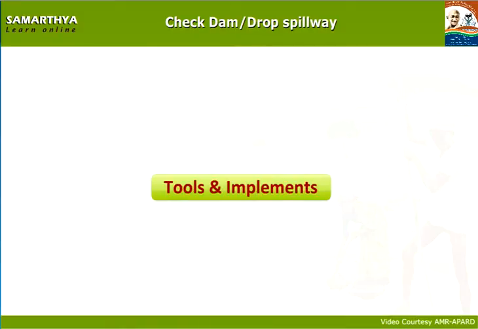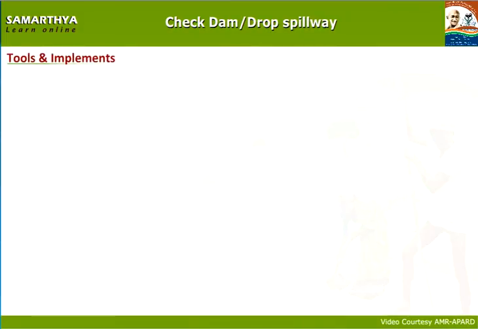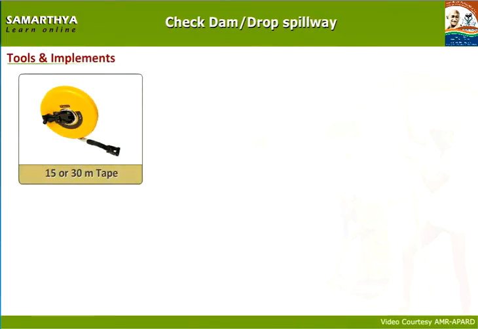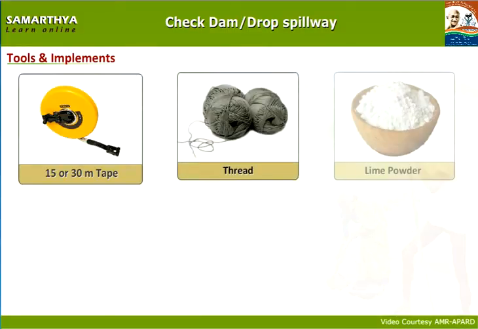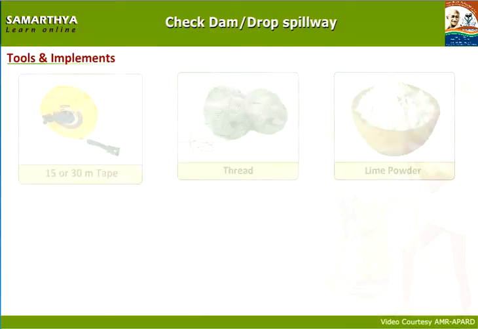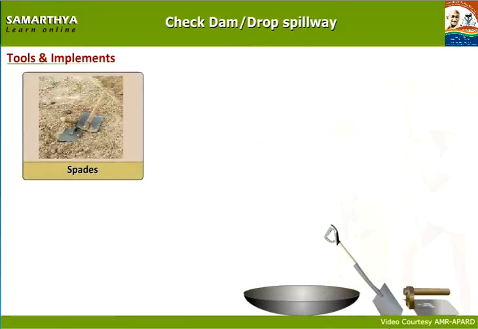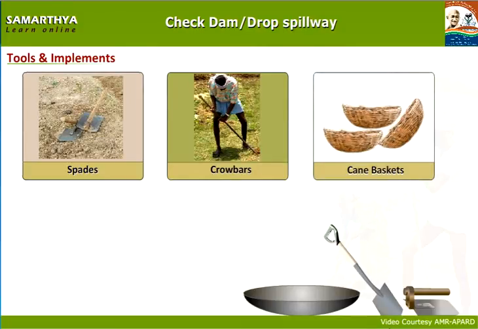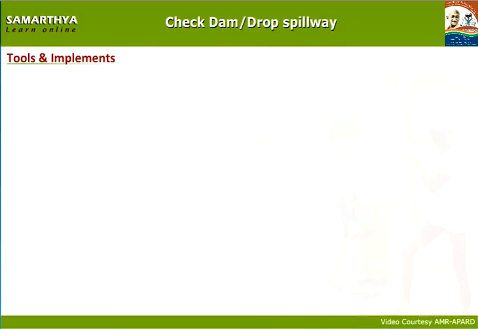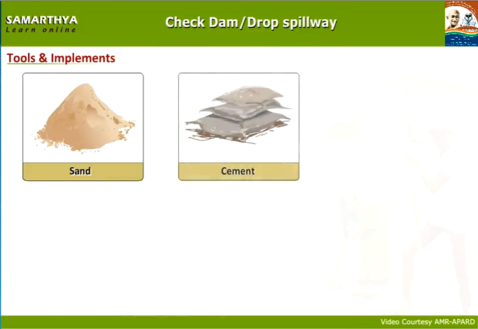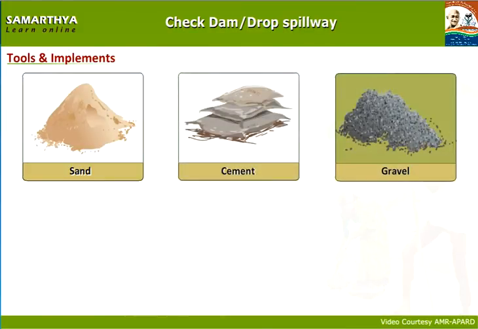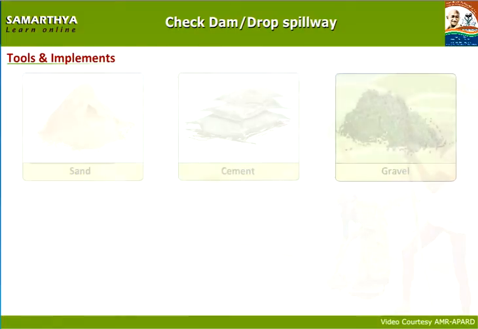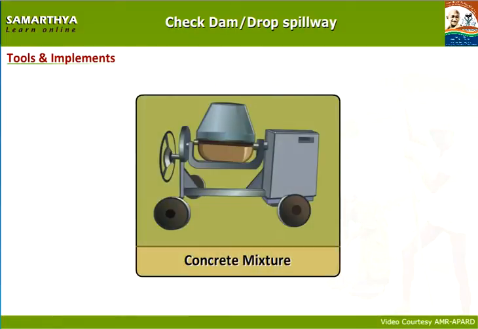Tools, implements, items and machinery required for the construction of check dam. Implements: tape, thread, lime powder. Tools: spades, crowbars, cane baskets. Items: sand, cement, gravel. Machinery: concrete mixture.